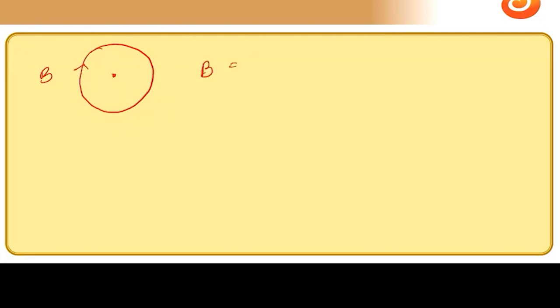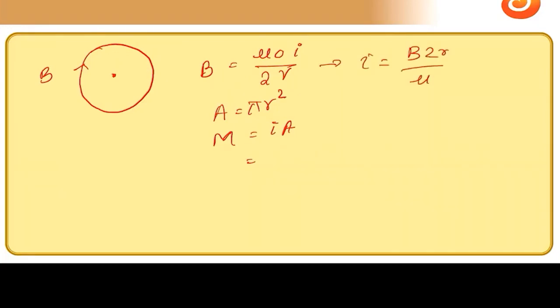We know that the magnetic field is given by mu naught I divided by 2r at the center of a circular coil, and area A is pi r square and magnetic moment is I into A. So I can write from this expression I is equal to B into 2r divided by mu naught, and from this expression I can write r is equal to under root of A divided by pi. So I'll substitute all these details.